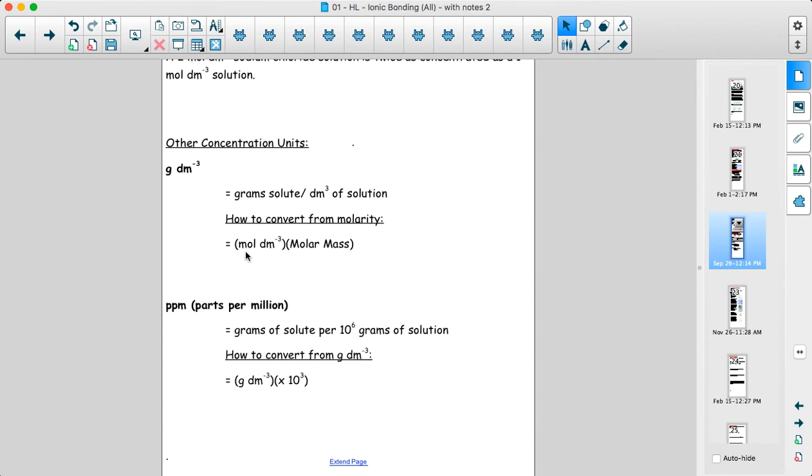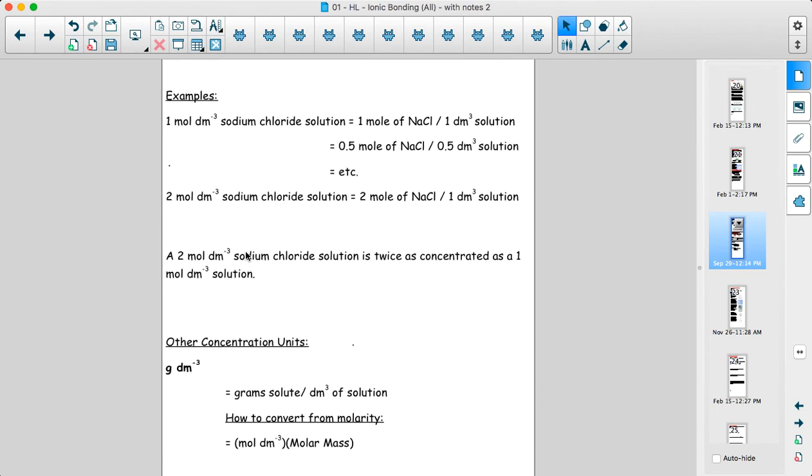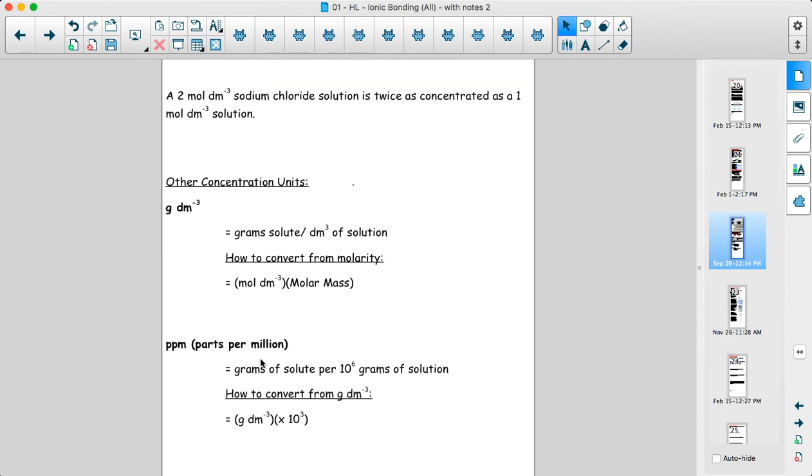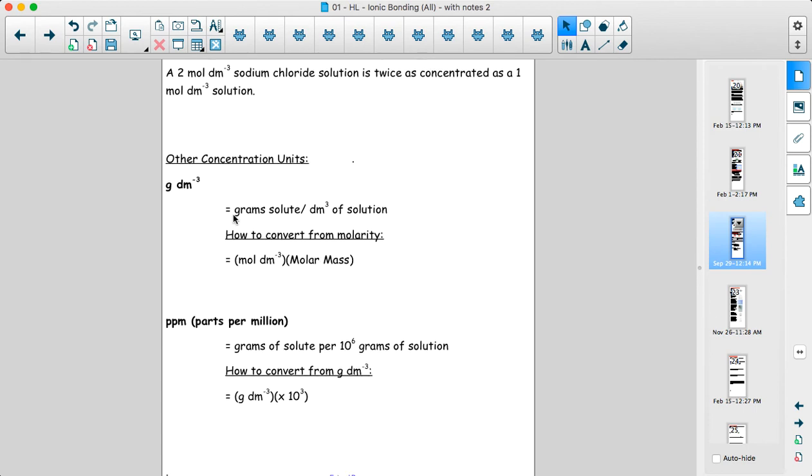It'd be pretty simple to convert into this from a mole per dm cubed. You'd just be doing a mole to gram conversion, and then you would be in grams per dm cubed. So how much mass of something is there per dm cubed of solution? If you multiply the concentration by the molar mass, you'd be in this unit. That unit isn't used very often, but why it might be important is that it's a step along the way in getting you to the unit of parts per million.